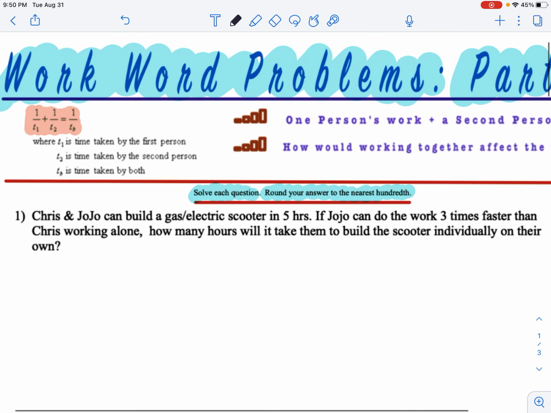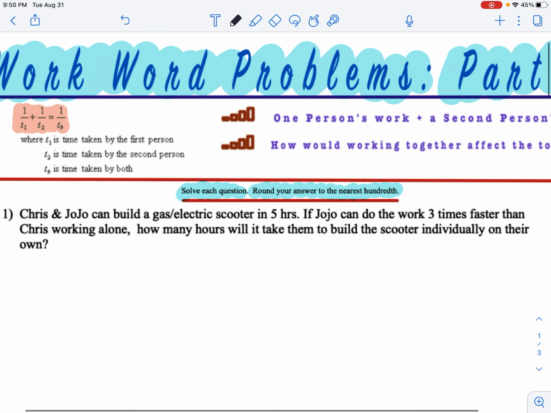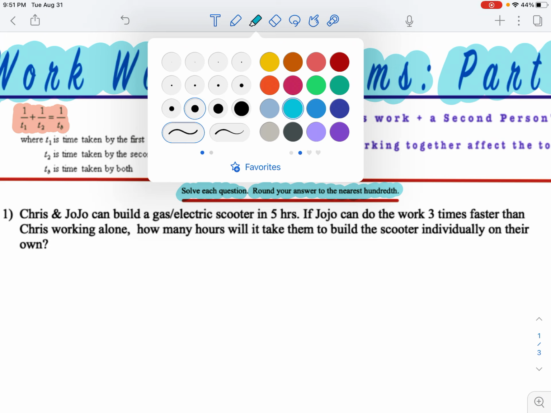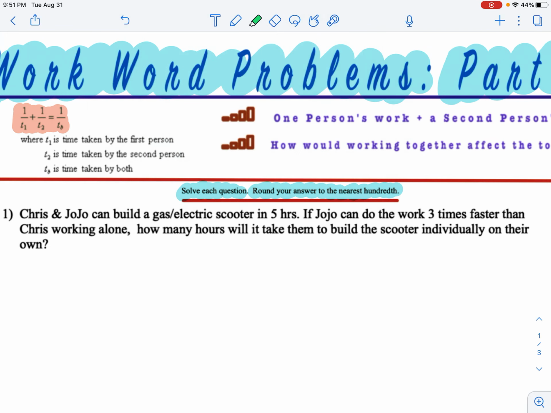So let us read our question here. It says Chris and JoJo can build a gas/electric scooter in 5.5 hours. So a hybrid scooter. That means together they can build it in 5.5 hours. So that's important information. Let us highlight that. So Chris and JoJo can build a hybrid scooter in 5.5 hours.